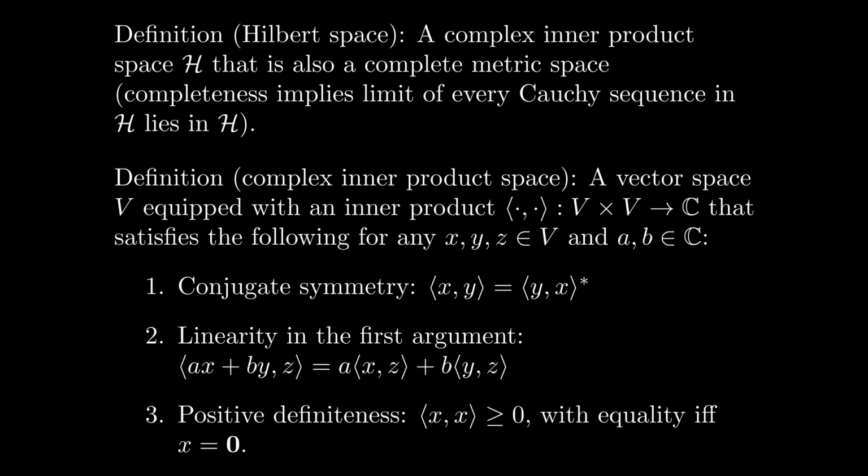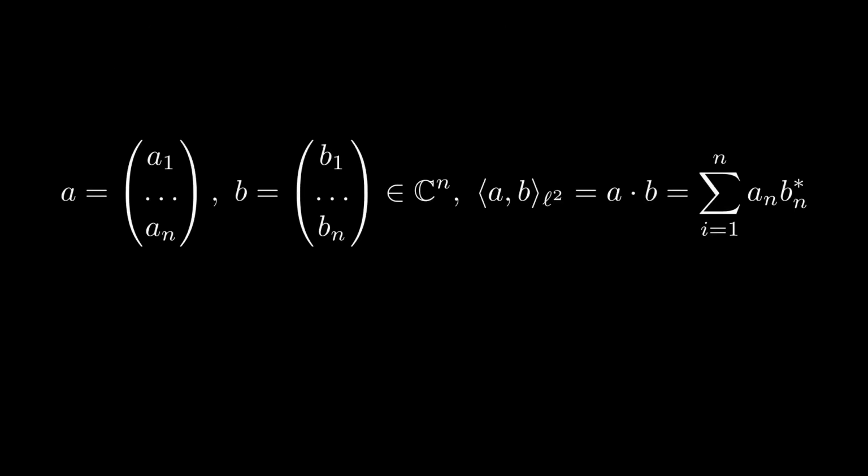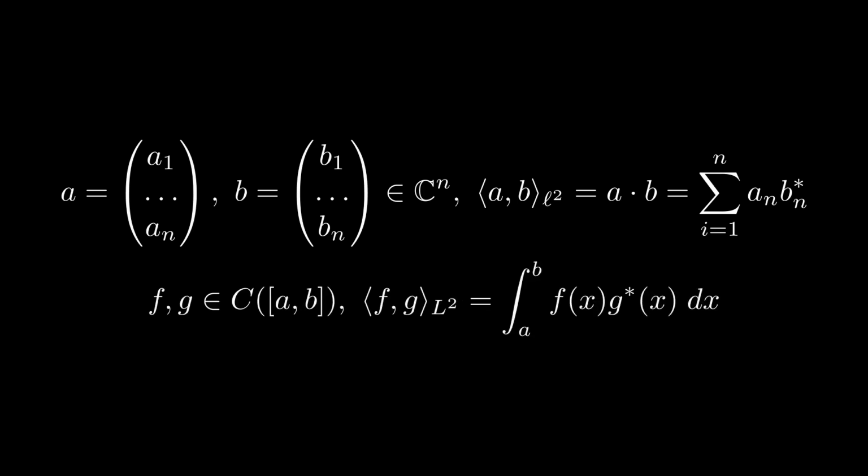An inner product space is a vector space equipped with an inner product operation which satisfies the three following properties. In the case of a vector in C^n, this inner product is usually the Euclidean inner product, or lowercase l2 product. However, for continuous functions, like our wave function in the position basis, we instead use the capital L2 inner product, which we define as the following integral over a general region.